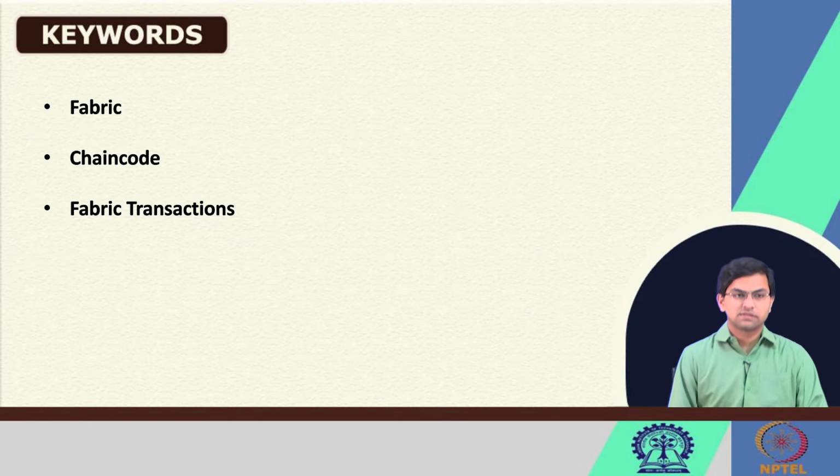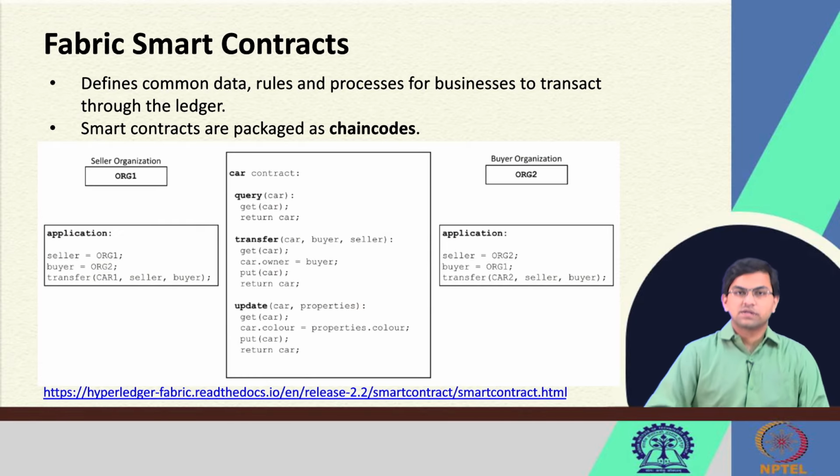So, the keywords for this lecture are Fabric, chain codes and Fabric transactions. What are Fabric smart contracts or Hyperledger Fabric chain codes? In Hyperledger Fabric, for making any transactions, first the types of the data, the rules and the processes through which these data will be processed must be defined, and that is defined through smart contracts. So, whatever business logic we want to write has to be defined through smart contracts, and in Hyperledger Fabric these smart contracts are actually packaged as chain codes.